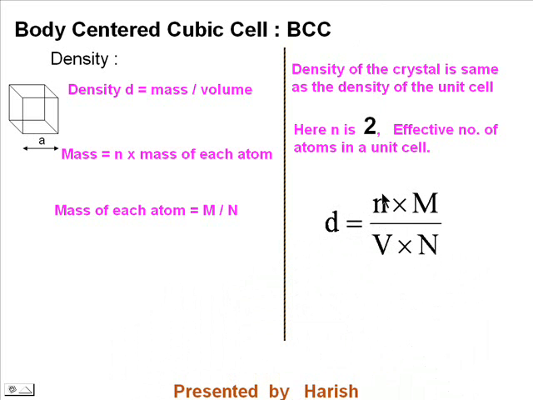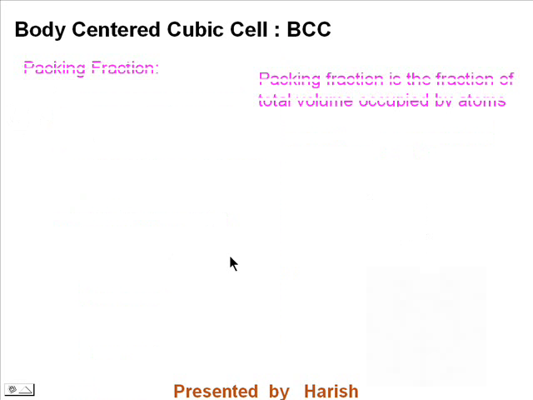What is this N? This is the effective number of atoms, that is the number of atoms that are present in a particular unit cell. So that value is 2. We got it right: 8 into 1 by 8 plus 1 into 1, which was at the center of the unit cell. Here we know that the volume is A cube.